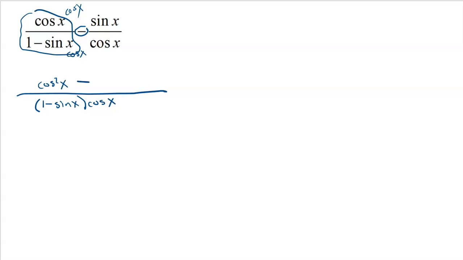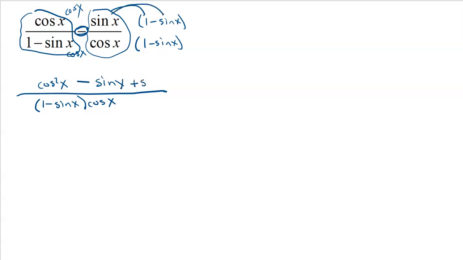Minus. All right, this fraction has the cosine. It needs the 1 minus sine. So I'll multiply numerator and denominator by 1 minus sine of x to get that common denominator. Now be careful, follow my directions here. I'm going to have to distribute because this is a negative sine. Negative sine times 1 is negative sine of x. Negative sine times negative sine is a positive sine squared.